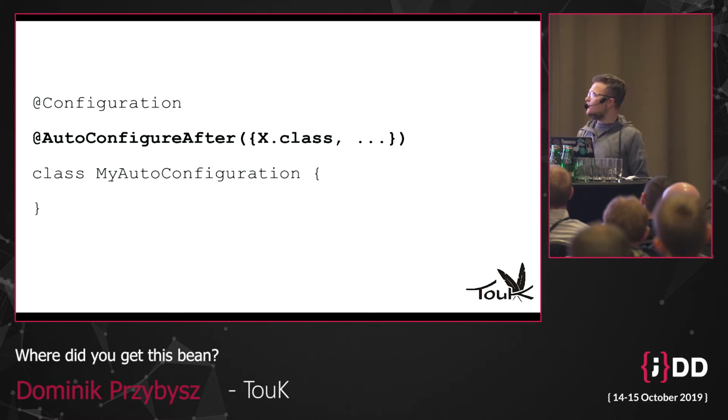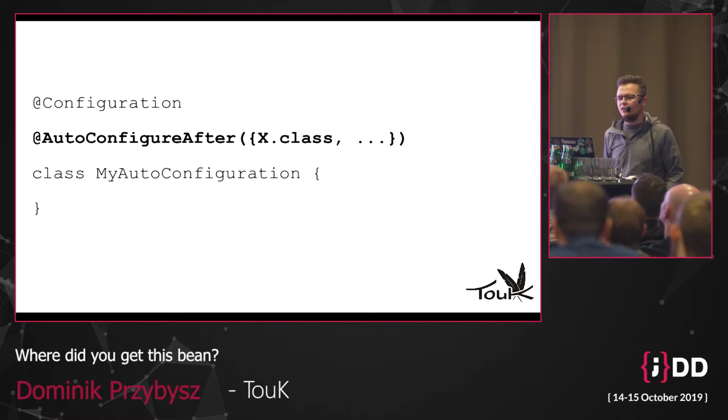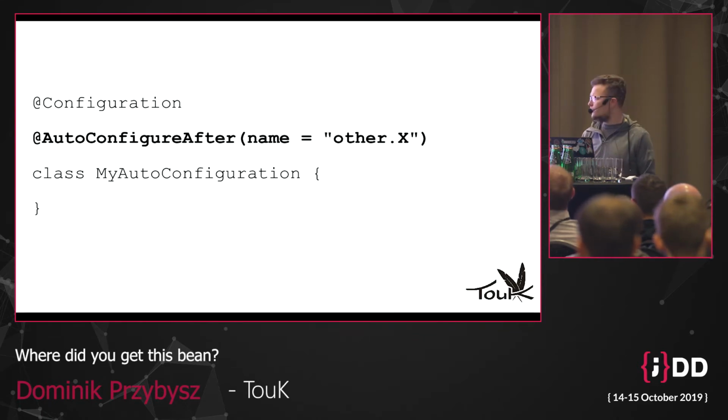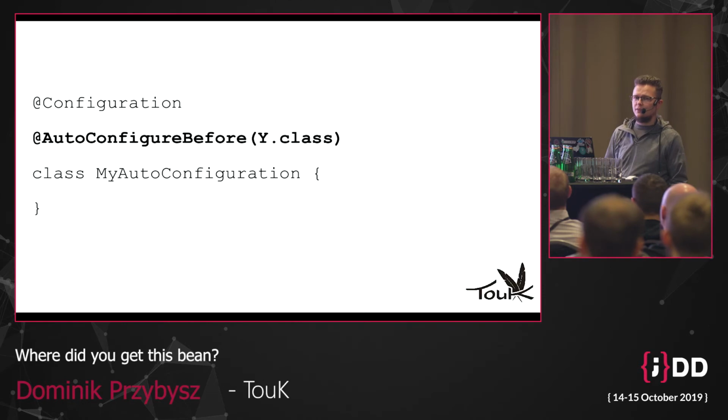For that, we have the AutoConfigureAfter annotation, where we could define the class after which our auto configuration should be applied. If we don't want to add a dependency to another class, we could use the name of this class. Or of course we could also use AutoConfigureBefore if we have the opposite direction of dependency in our auto configurations. But it's not very convenient because we have to know what other auto configurations there are, or should be, in our Spring application.